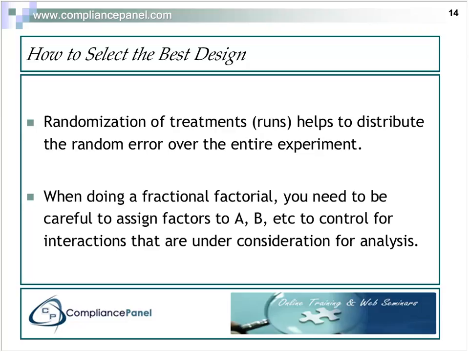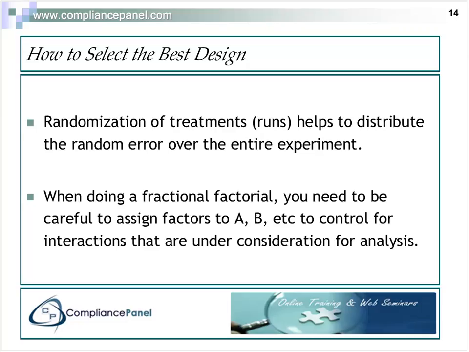The second thing is, when doing a fractional factorial, you need to be very careful to design and assign factors such as A and B to control for interactions that are under consideration for analysis. Just using a very simplistic example of 3 factors, A, B, and C. If I did that half factorial with 4 runs, the A factor is going to be confounded, or co-estimated, with the BC interaction. So if I see that A is significant, it's either A is significant or the BC interaction is significant. The B would be with the AC interaction and the C would be with the AB interaction.